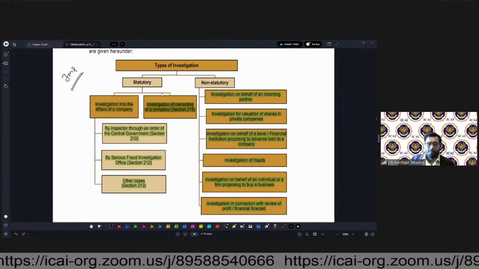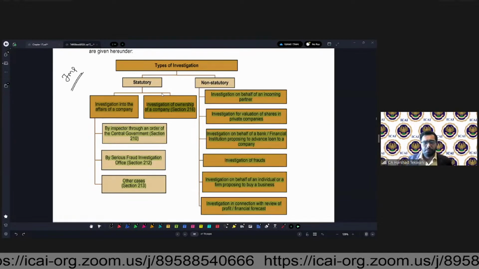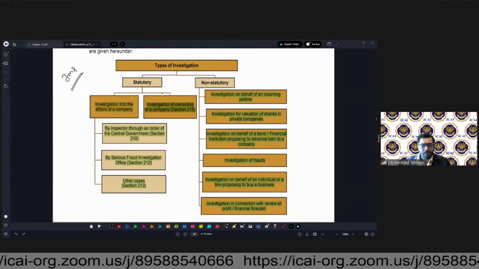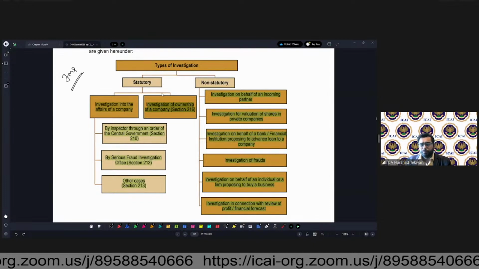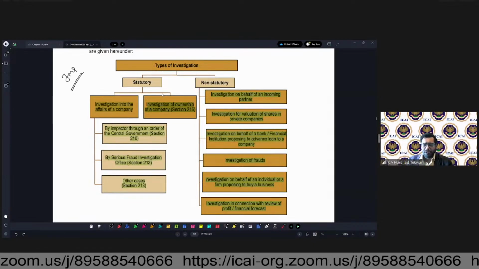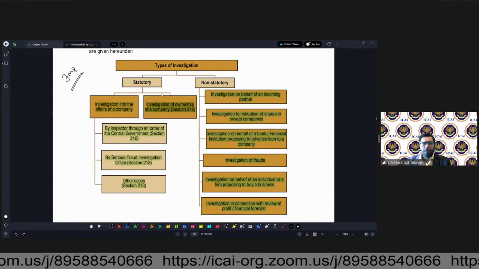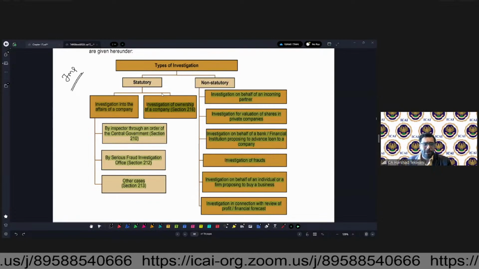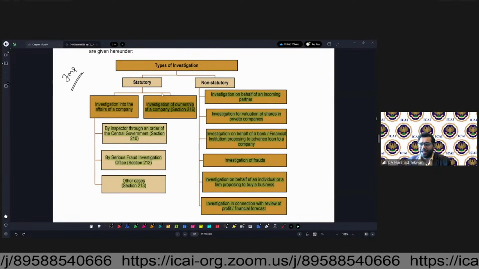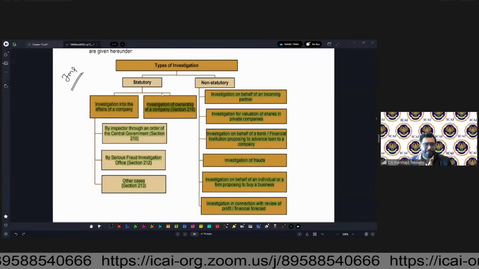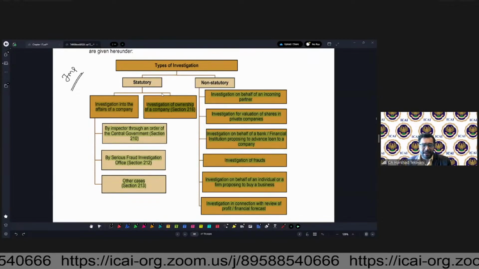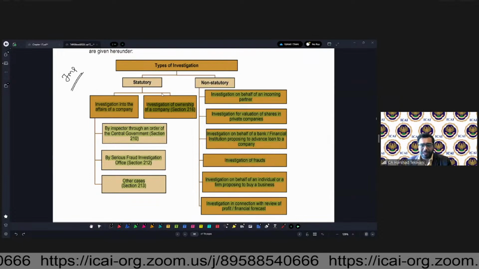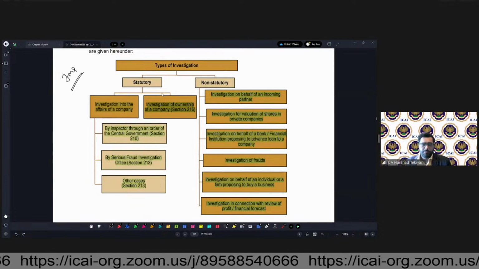Any doubt? Okay, so now this was an investigation with respect to Sections 210, 212, 213 and 216. Let's see one more question on the investigation itself, which is based on Section 447 and 143.